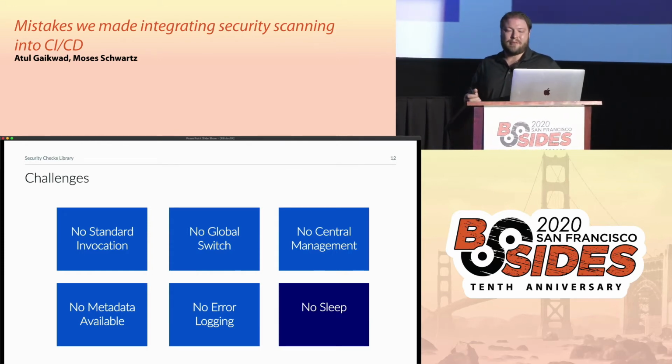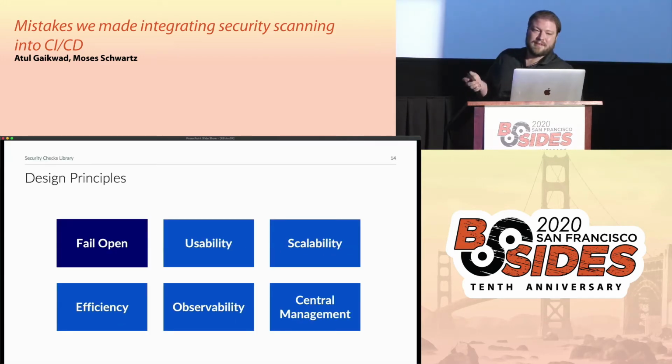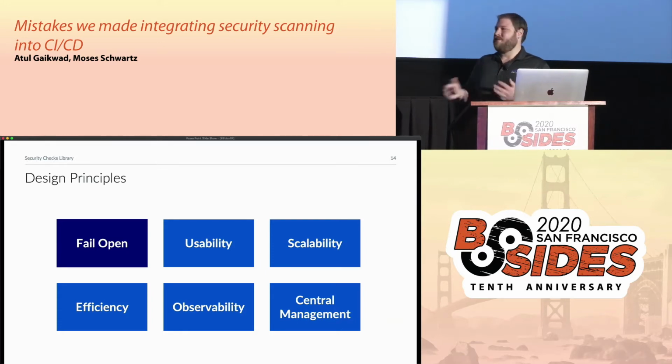Next, we want to talk about how we solved these problems. I'm not aware of any product we could have bought that would have just solved this. So we went right away to building something that was going to work for us, address all of those issues that Atul just raised, and above all, ensure that we never break the build on accident again.